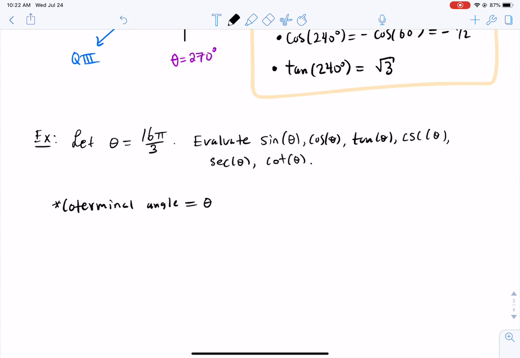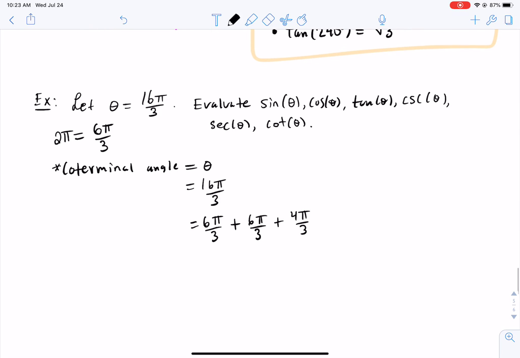So we have 16 pi over 3, and the denominator here is 3. So 2 pi, right? One whole revolution, one whole going around the circle once. If you want to have a 3 on the bottom, you should have a 6 on the top. So 6 pi over 3. So 16 pi over 3 is going to be 2 pi, that's 6 pi over 3, plus another 6 pi over 3, that's 12 pi over 3. And then you still need 4 pi over 3. It's not enough to go around the circle completely again, right? So these will equal 4 pi over 3.